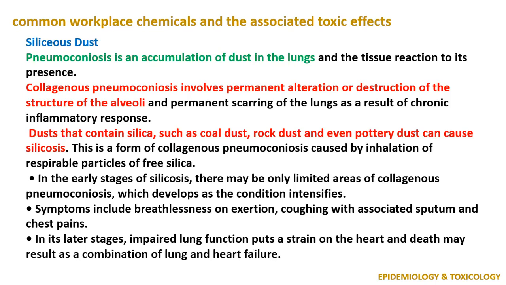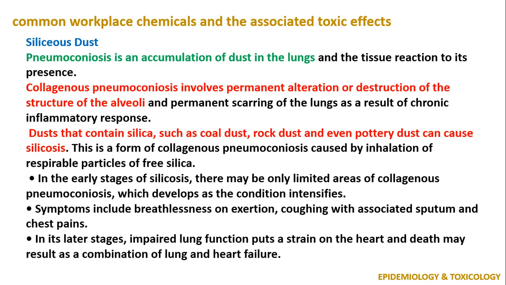The next chemical is siliceous dust. Pneumoconiosis is an accumulation of dust in the lungs and the tissue reaction to its presence. A collagenous pneumoconiosis involves permanent alteration or destruction of the structure of the alveoli, which is the area in the lungs where gas exchange takes place, and permanent scarring of the lungs as a result of chronic inflammatory response. Dust that contains silica, like coal dust, rock dust, and even pottery dust, can cause silicosis. This is a form of collagenous pneumoconiosis caused by inhalation of respirable particles of free silica.